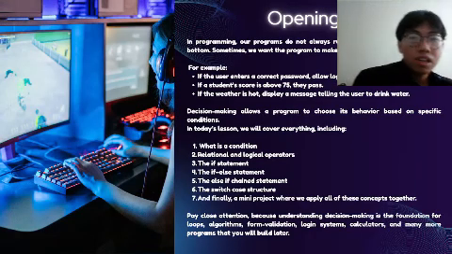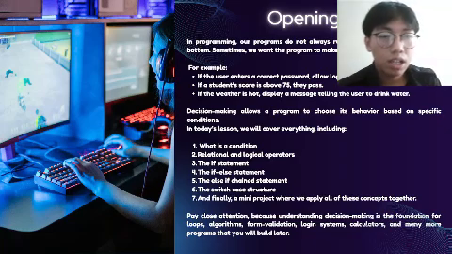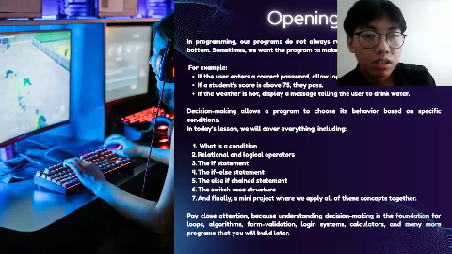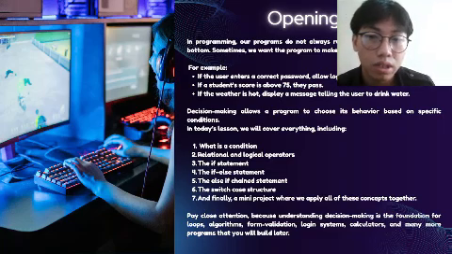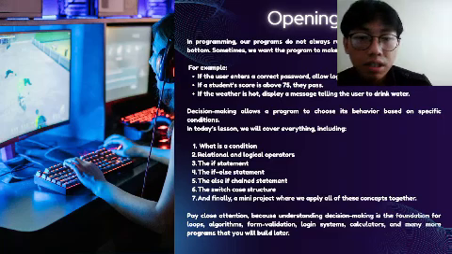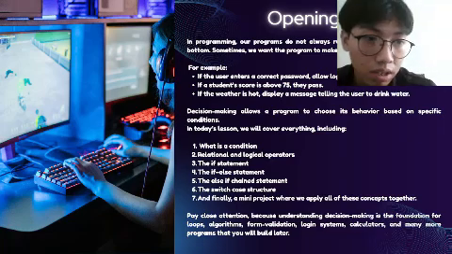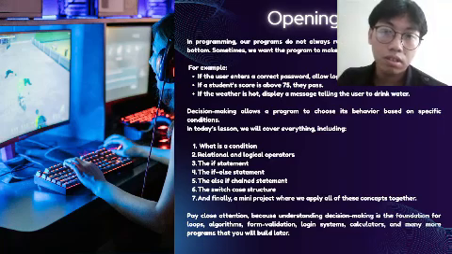For example, if the user enters a correct password, allow login. If a student's score is above 75, they pass. If the weather is hot, display a message telling the user to drink water. Decision making allows a program to choose its behavior based on specific conditions.